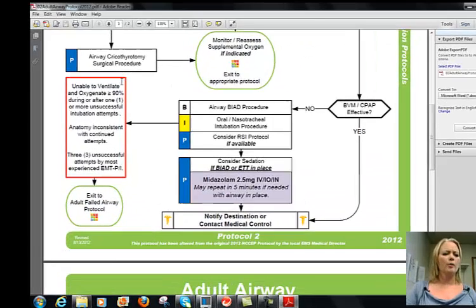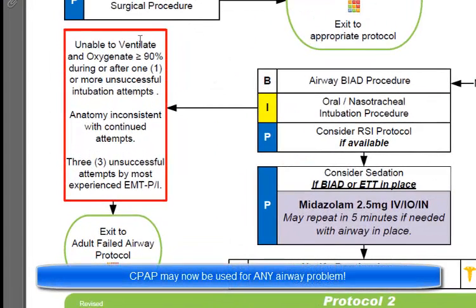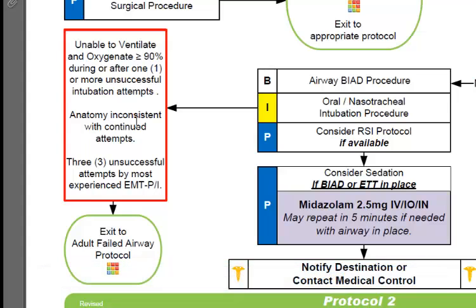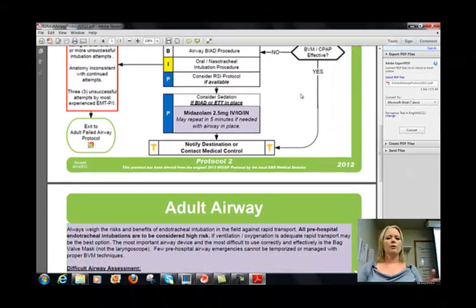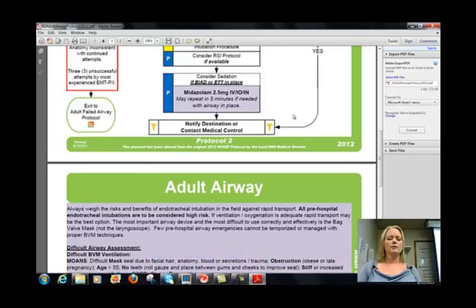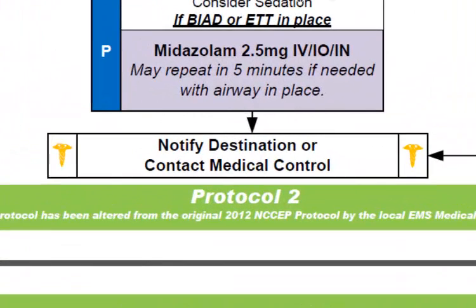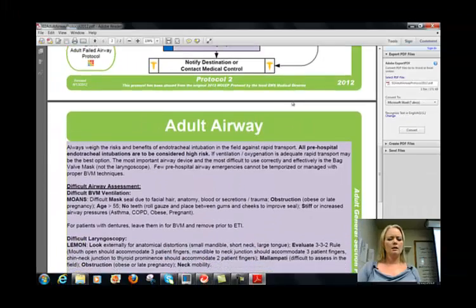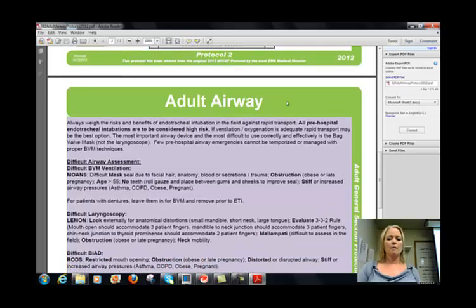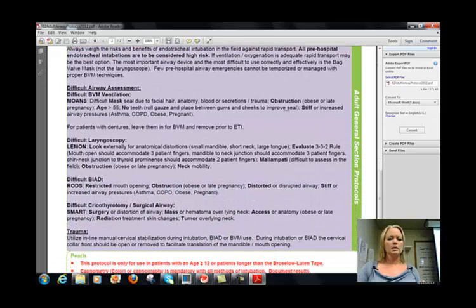Definition of a failed airway is on here. It has not changed. So inability to ventilate and oxygenate, anatomy that's inconsistent with intubation, or three unsuccessful attempts by your most experienced paramedic. On here, and there's other airway protocols that we'll get to, like the RSI protocol, but on here, your option for sedation is Versed. And on the RSI protocol, you've got a lot more options for sedation.